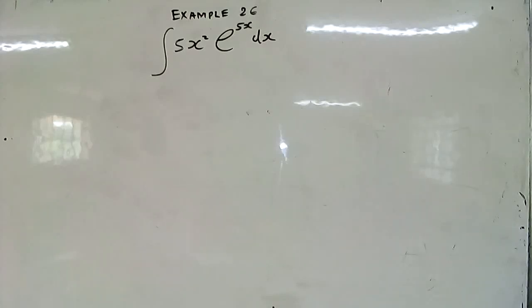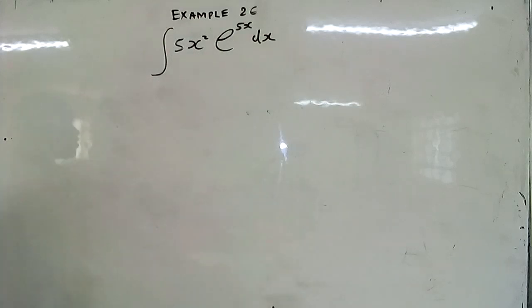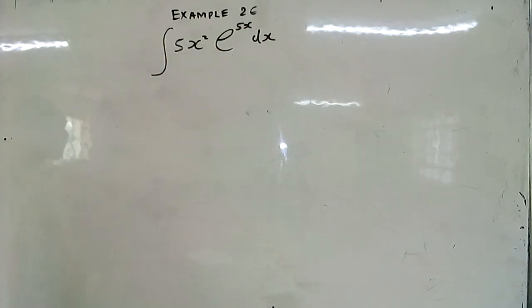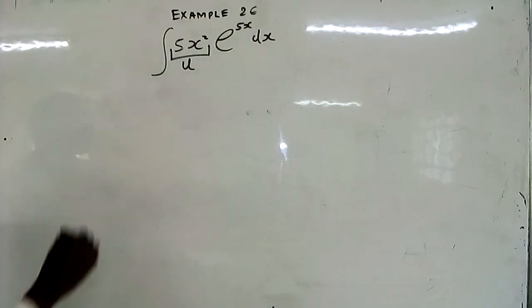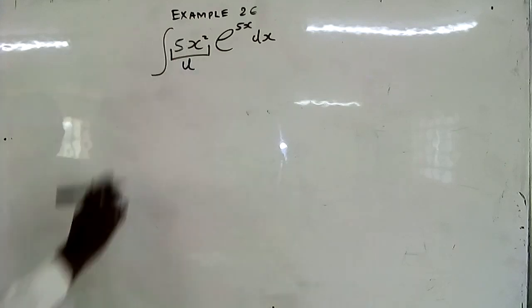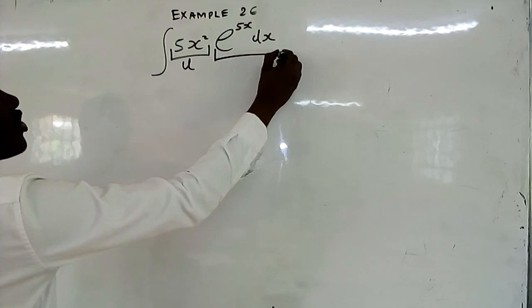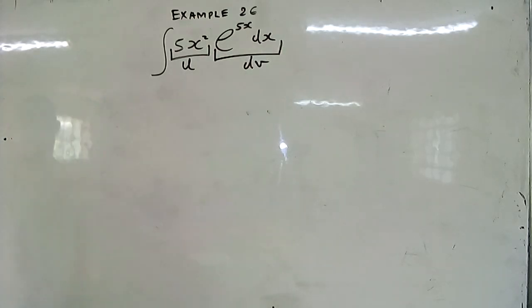Evaluate the integral of 5x squared exponential 5x dx. If you look at that, it is a product of a polynomial function and an exponential function, isn't it? So that is integration by parts. You let 5x squared be u, that is a polynomial function. That 5 you make it the coefficient of the polynomial function. Then exponential 5x dx to be dv. Integration by parts. Then you start.